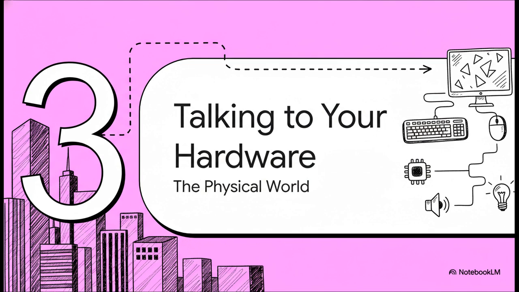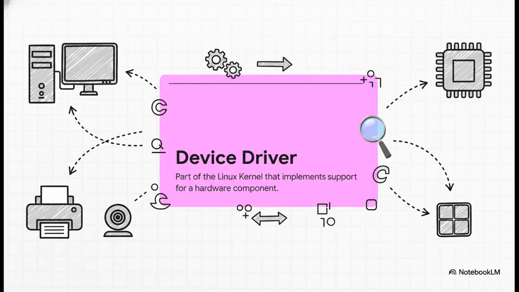This is all about the conversation between the software and the hardware it's running on. Every single piece of hardware in your computer, your graphics card, your Wi-Fi chip, your webcam, each one needs a personal translator to speak the kernel's language. And that translator, that's the device driver. Its job is to take a generic command like draw a window and turn it into these super specific instructions that only that particular piece of hardware can understand.